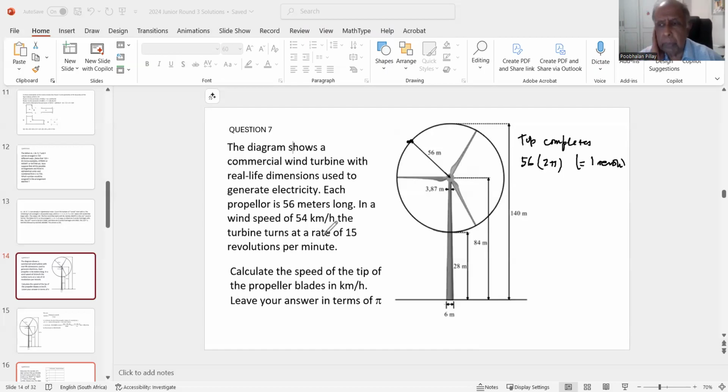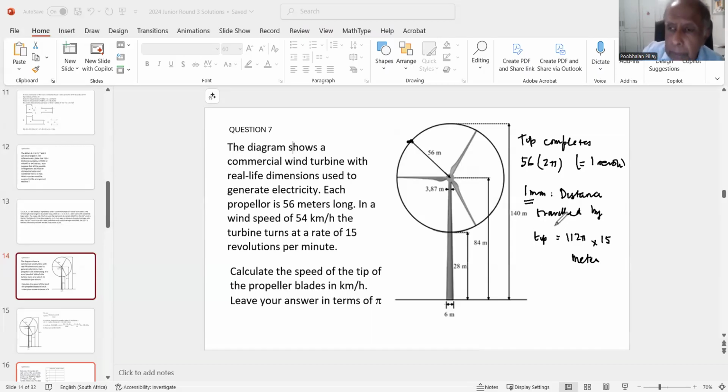Okay, it does 15 revolutions per minute. So, in other words, if it does this in one revolution, so in 1 minute, the distance traveled by the tip equals, okay, it's 15 revolutions. So it's 56 times 2 pi. That's one revolution. I'm working it out as 112 times 15. And this is in meters, because the propeller is 56 meters long. So this is in 1 minute.